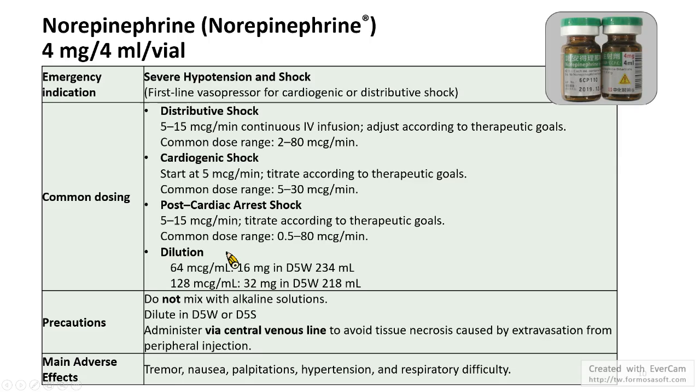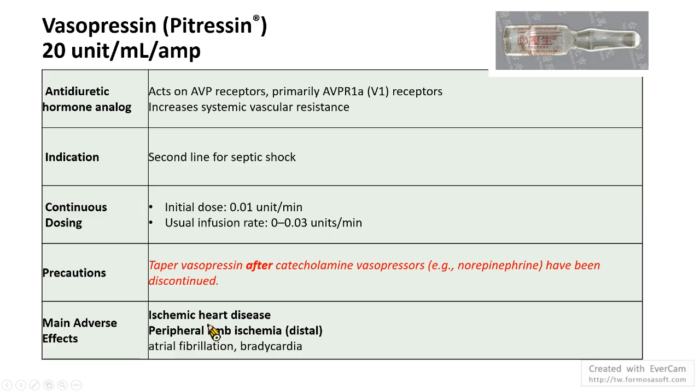And in the reconstitution of norepinephrine, do not mix with any alkaline solutions, and it is proper to use glucose as the dilution as well, just to increase its stability. And the side effects of norepinephrine include, particularly, respiratory difficulty and palpitations, just the tachycardia.